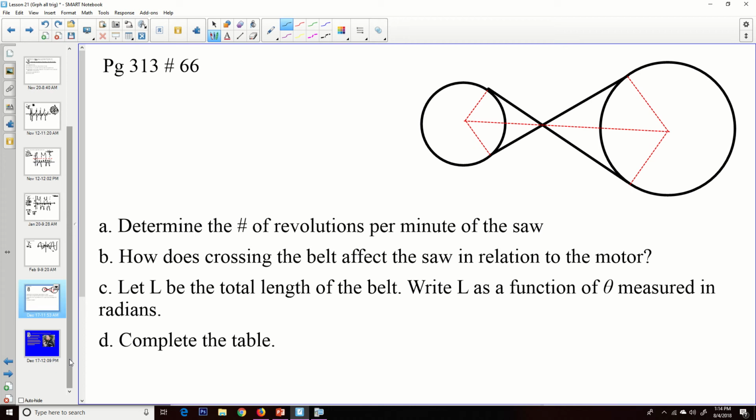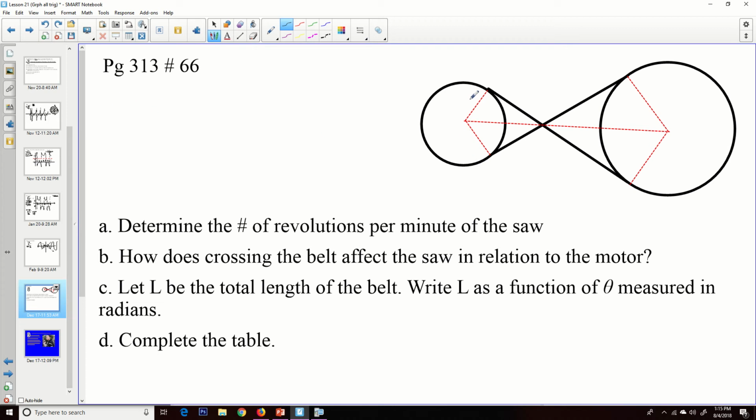And so this is an application problem. It talks about a pulley system. I didn't write the whole sentence out simply because it takes a while, but I'm going to read it to you. It says here, a cross belt connects a 10 centimeter pulley on an electric motor with a 20 centimeter pulley on a saw arbor, and it says show the figure. The motor runs at 1700 revolutions per minute.